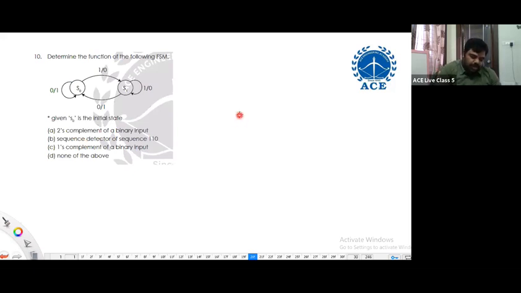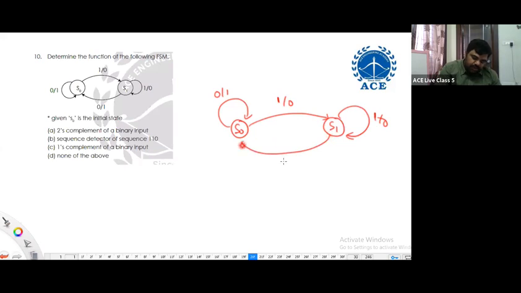So S naught, getting a 0, output is 1. From S naught, if you are getting a 1, it is moving to S1 state, output 0. From S1 also, for 1, output is 0, same state. For 0, it is moving to S0. If 0 is there, it is getting 1. If it is 1, it is getting 0.